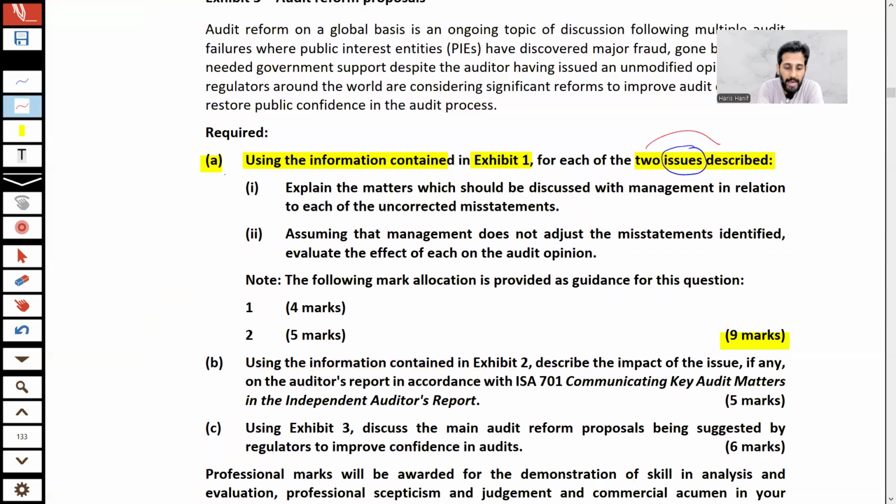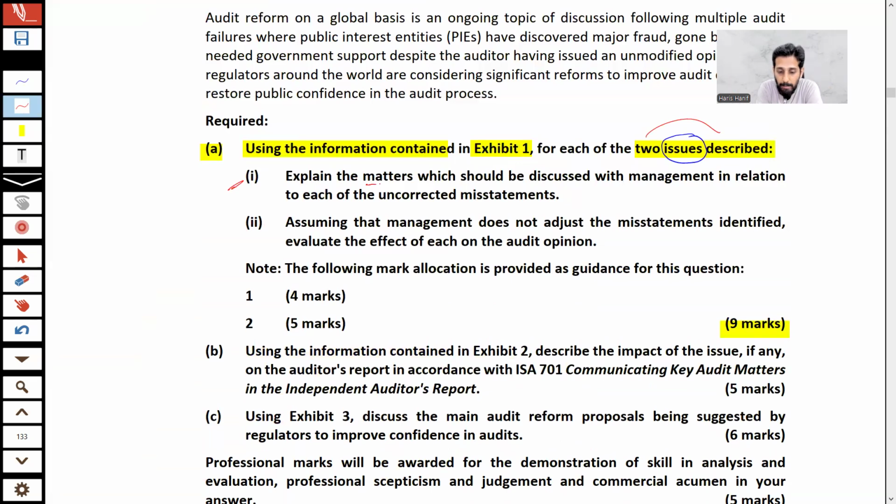Requirement number 1, part A. Explain the matters which should be discussed with the management. Now, please visualize the scenario. What are the matters which you will be discussing with the management in relation to each of the uncorrected misstatements? What does it mean? It means that you have applied the audit procedures, the evidences have been collected, you have noticed the uncorrected misstatements, and what are the matters which you will be discussing.